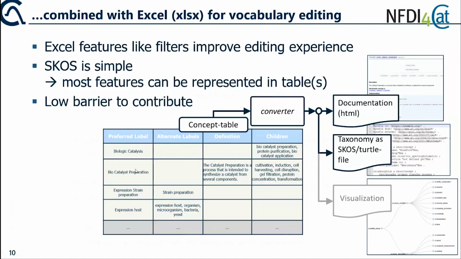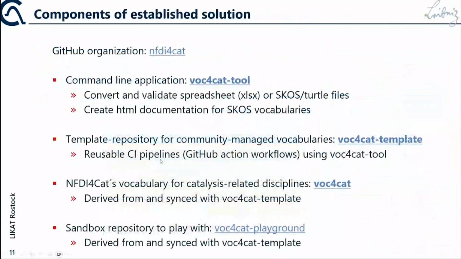So this was the basic idea, and then there are several components which we developed, which are the solution. The first thing is that there's a command line application, the voc4cat tool, and this does the conversion from XLS to Turtle, but it can also convert in the backward direction. And then it also creates HTML documentation for the SKOS vocabularies.